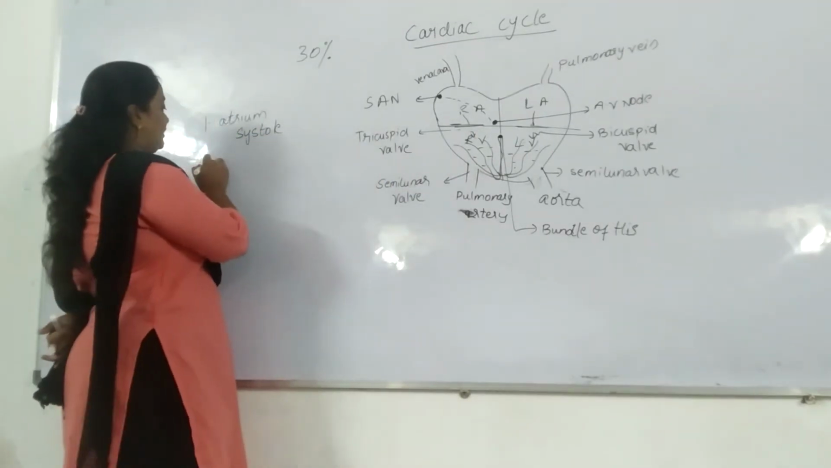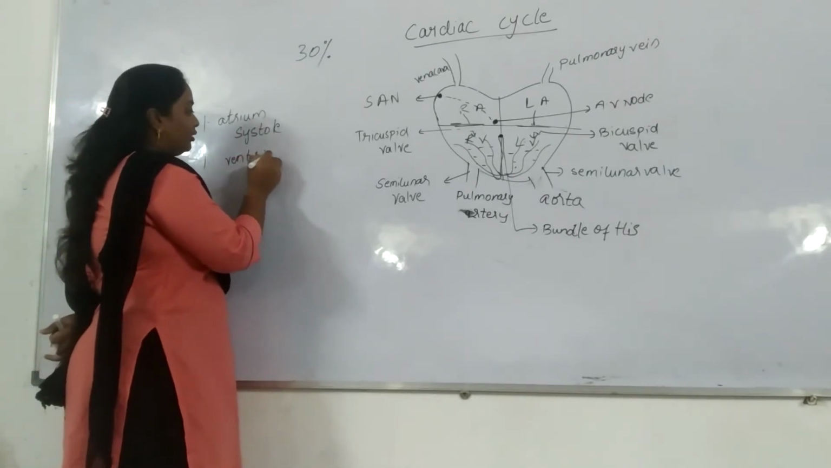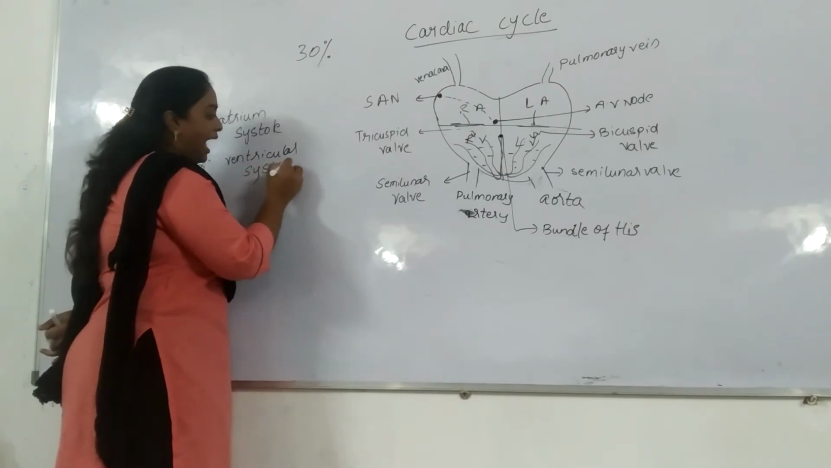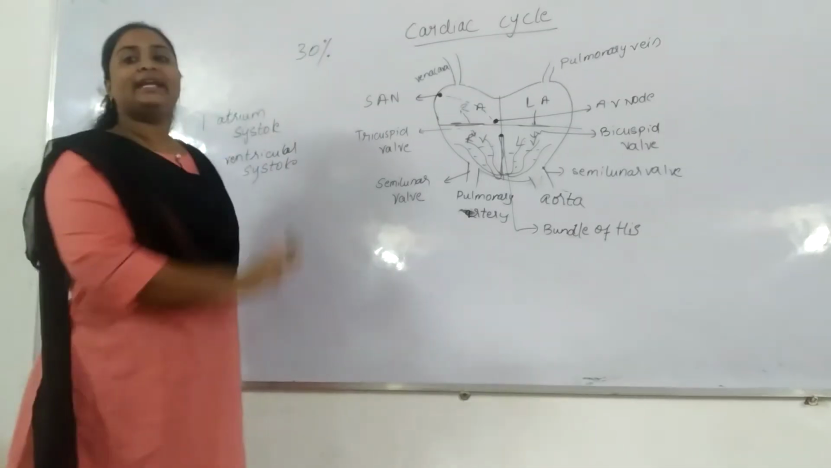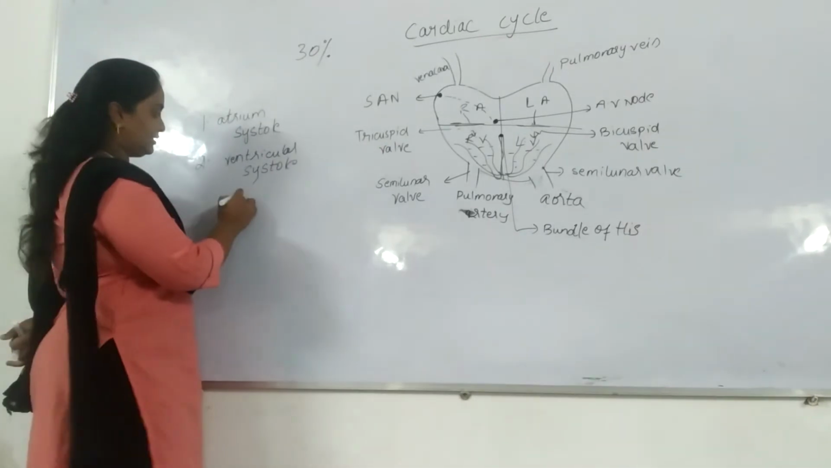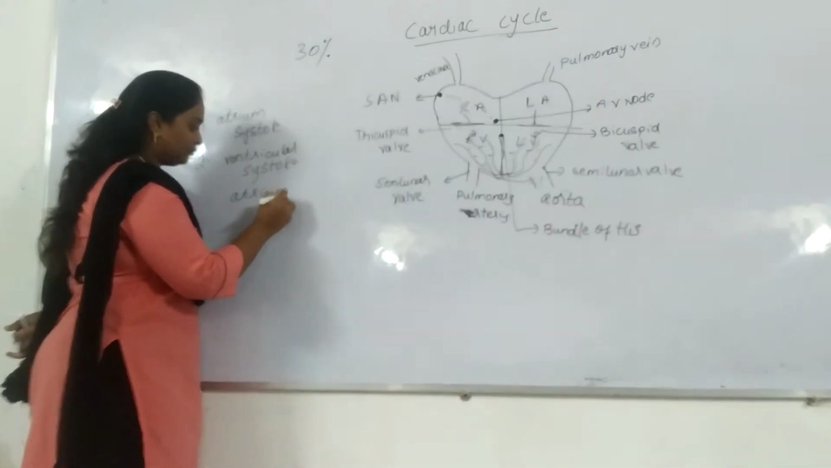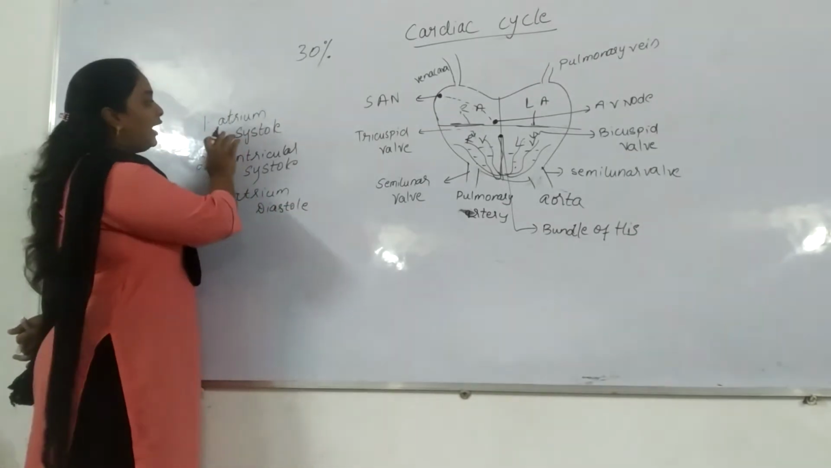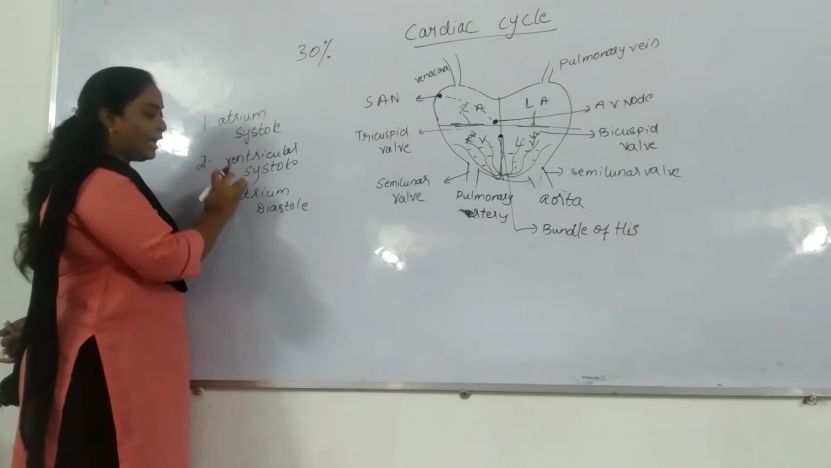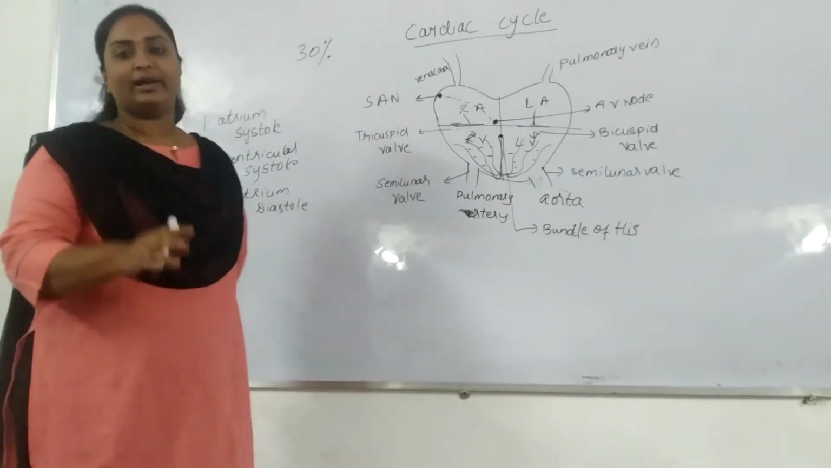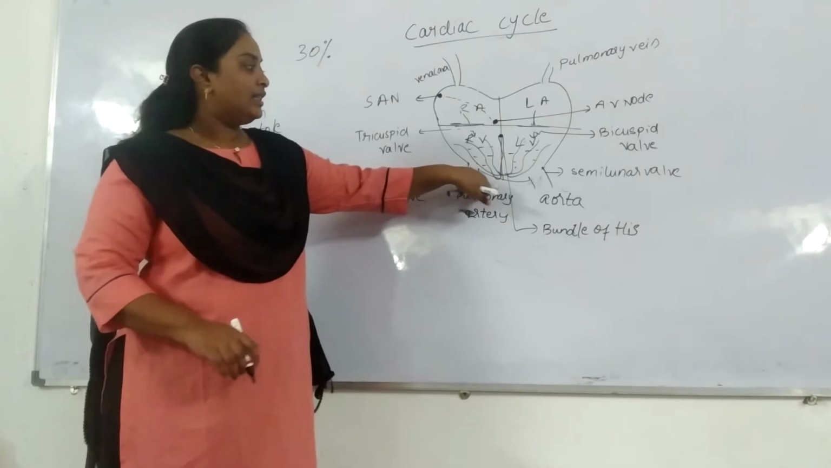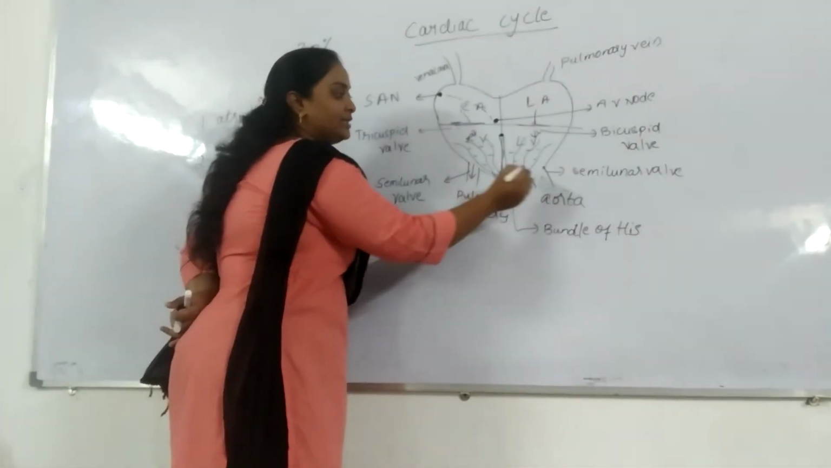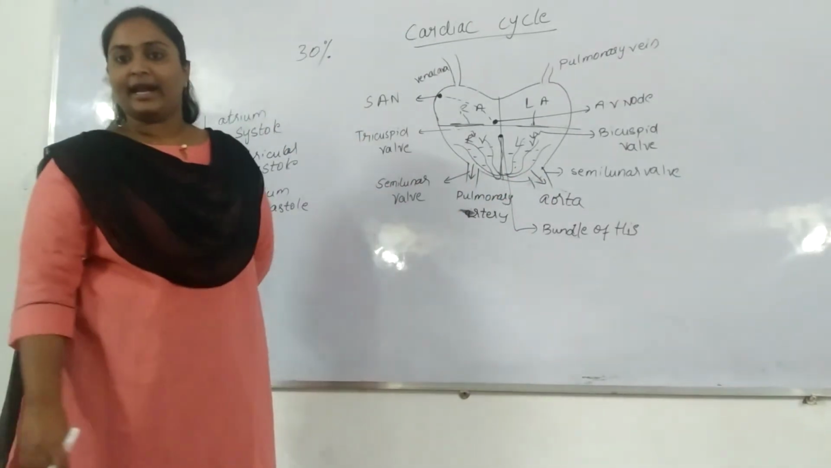So our next step is ventricular systole. As ventricular systole happens, the atria get relaxed. That is atrial diastole. The ventricular systole and atrial diastole occur simultaneously, at the same time. When the semilunar valves open and the ventricles contract, the blood from the ventricles enters the pulmonary artery and aorta.